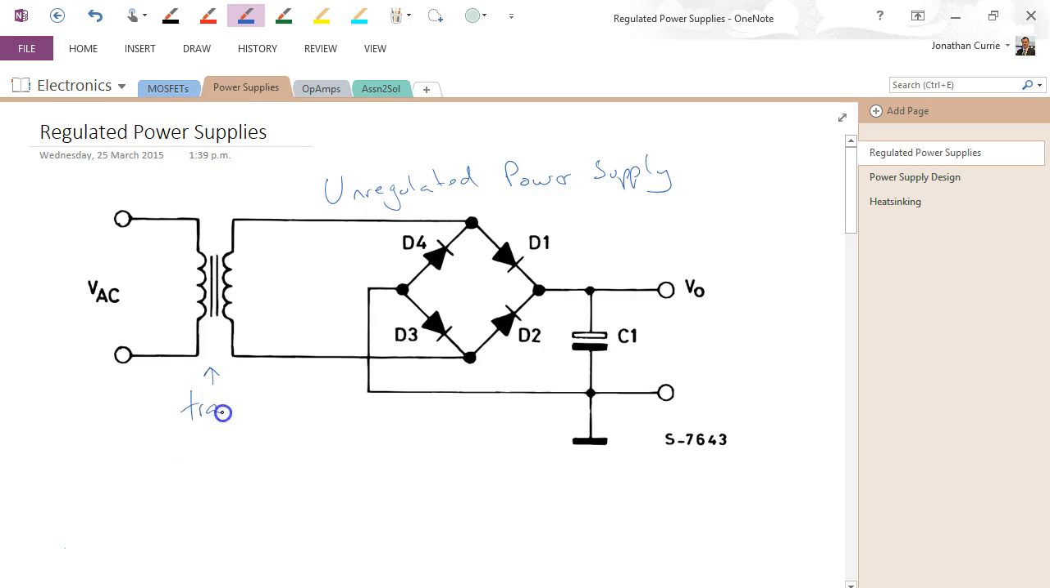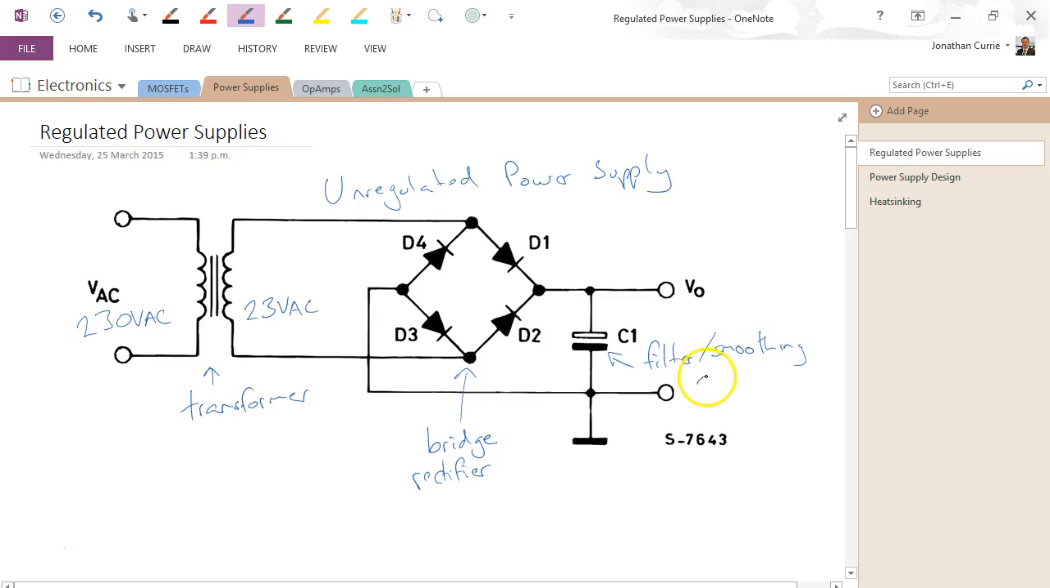So we have a transformer which takes some AC voltage in, typically 230 volts AC RMS, might be, for example, 10 to 1, so we get down to 23 volts AC. We then pass it through a full wave bridge rectifier and a filter or smoothing capacitor. So this circuit is nothing more than an AC to DC power supply where we have AC coming in and DC coming out of it.